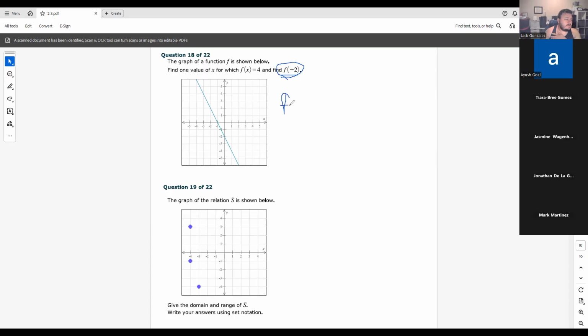So if x is negative 2 and I plug it in, what would be the output? I don't have the function. So go to negative 2. What is the y value? Yeah. So the output is 2. Now, if the y value is 4, what is the input?